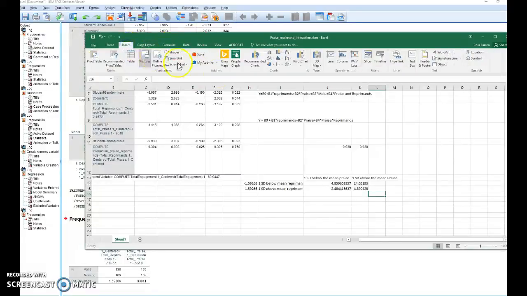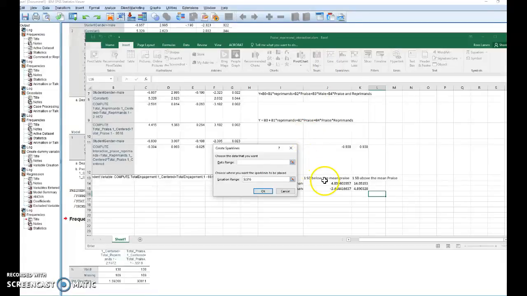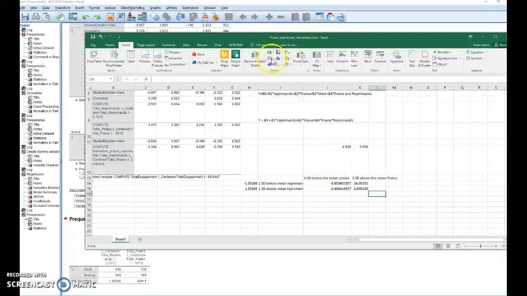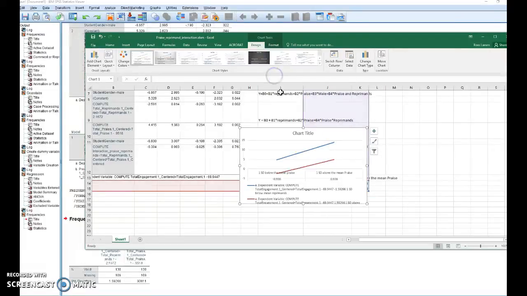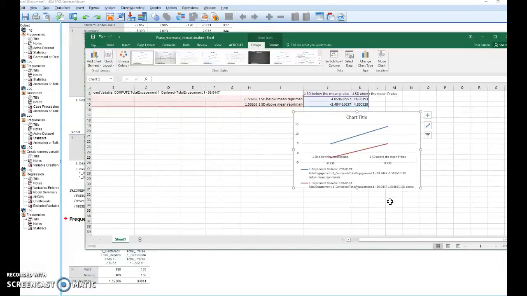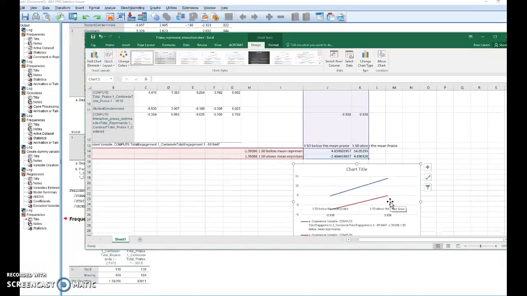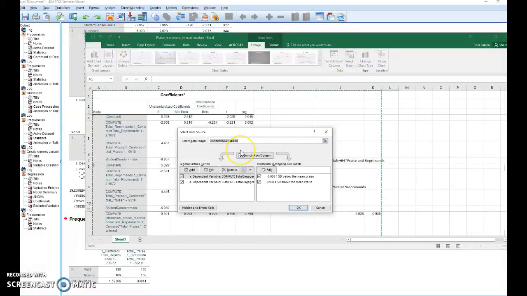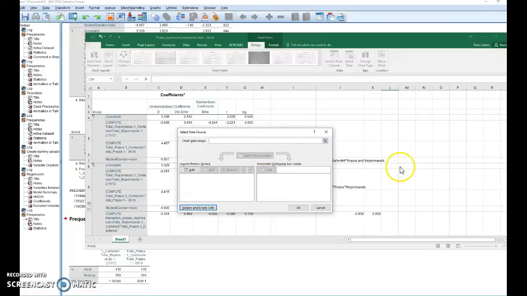So I insert line graph. Oh, it did all sorts of weird stuff. It selected things for me. Actually, it did a pretty good job. Huh, never knew we could do that. Well, I want to make sure it does a better job than it's done. So select data. I'm going to eliminate everything. There, I think we're okay now.